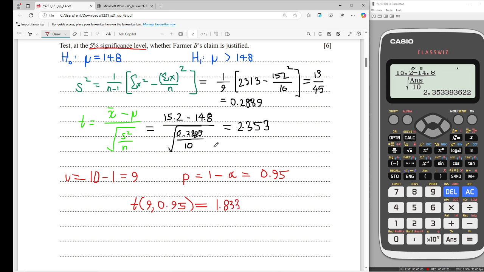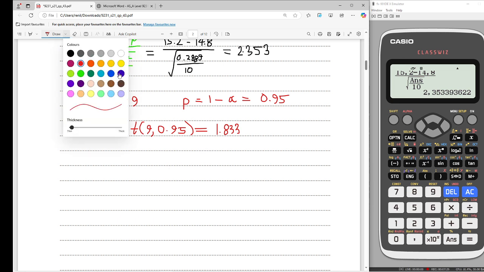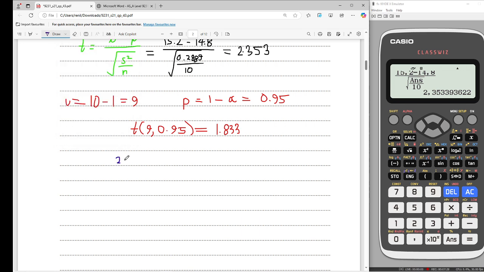So this is our critical value, and in every testing based question you always have to compare the test statistic and the critical value. Our test statistic is 2.353. Comparing it with 1.833, you can see that our test statistic is quite large compared to our critical value. So let's put this operator here, and since the test statistic is greater than the critical value in a t distribution test, we have to reject H naught. Reject the null hypothesis.